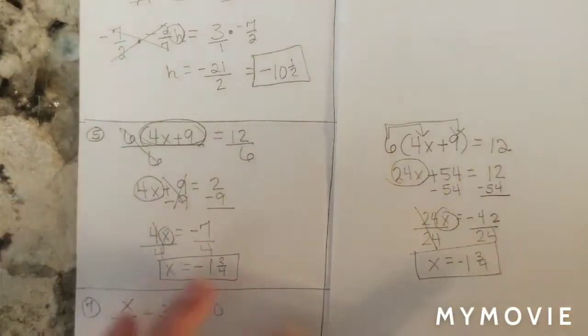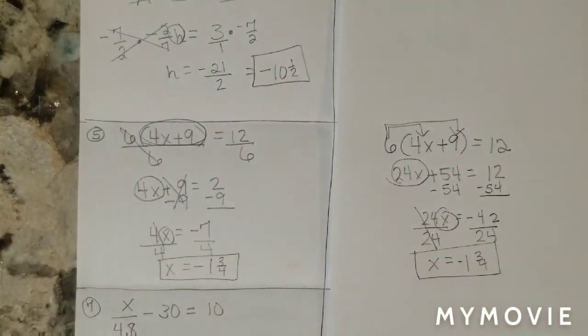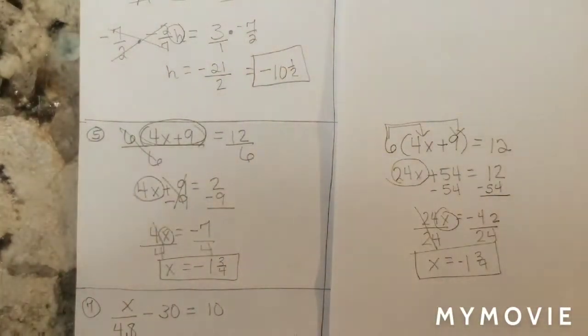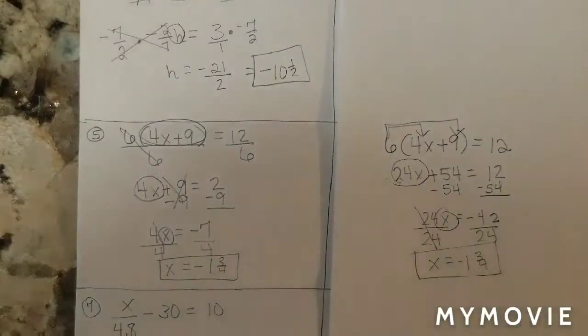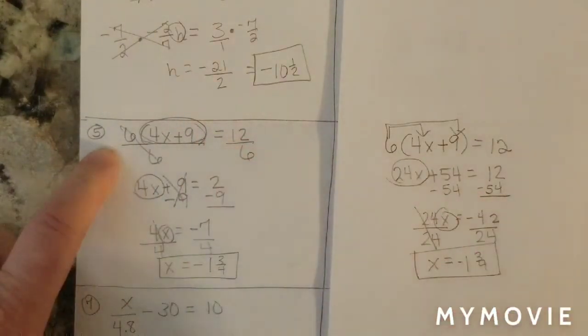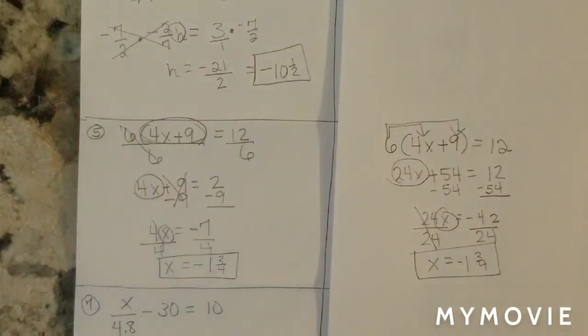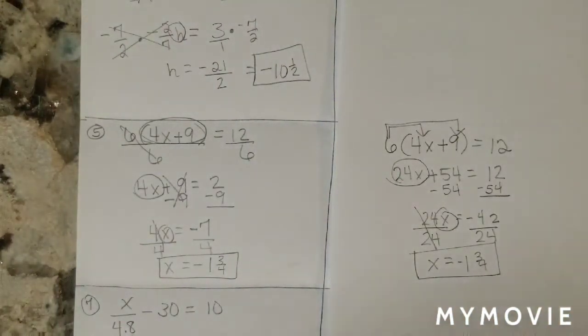So I got the same answer. No matter how I did it, I'm going to get the same answer. So you choose which way you think is the easiest for you to do it. It doesn't matter to me which way you do it as long as you get the right answer. But you can distribute it, or you can divide both sides by 6 and go from there. And remember, your answers aren't always going to be pretty whole number answers. Sometimes they're going to be fractions. They could also be decimals.